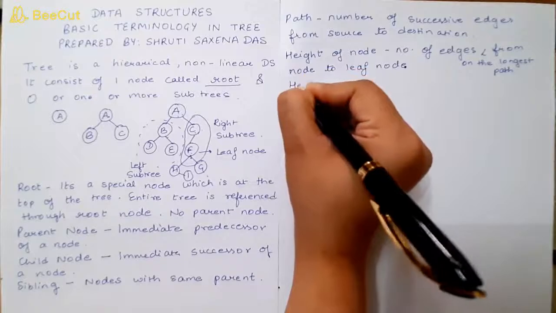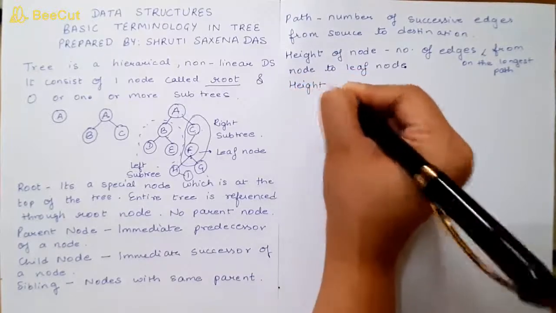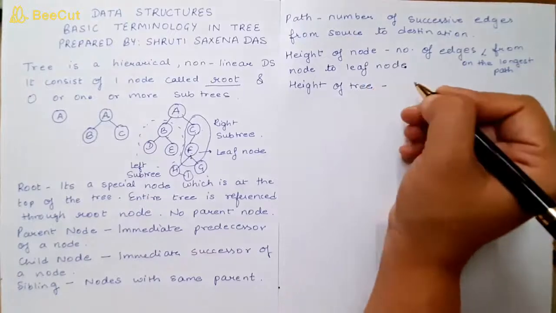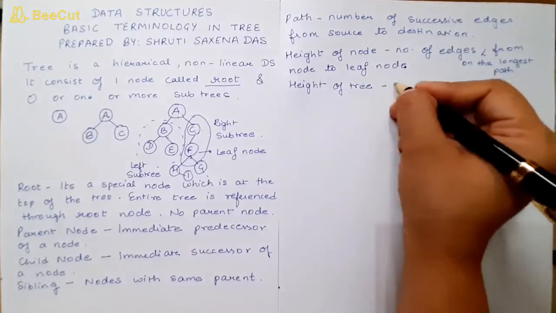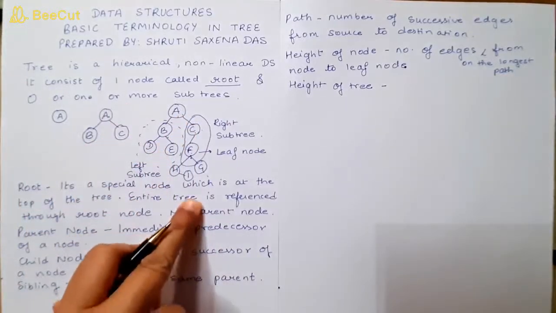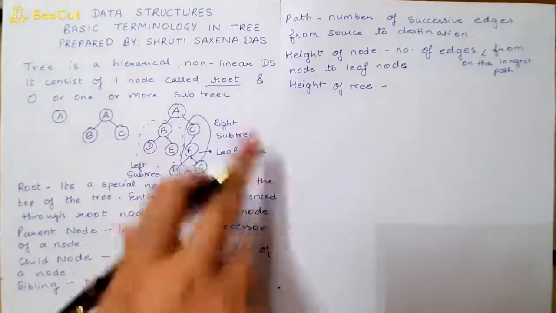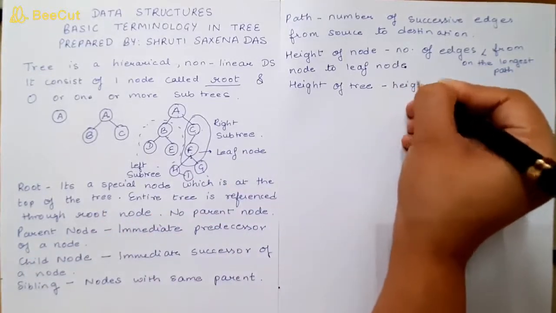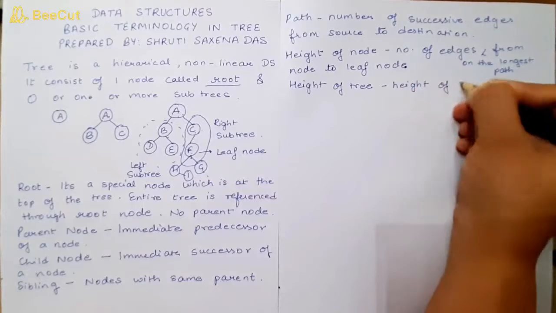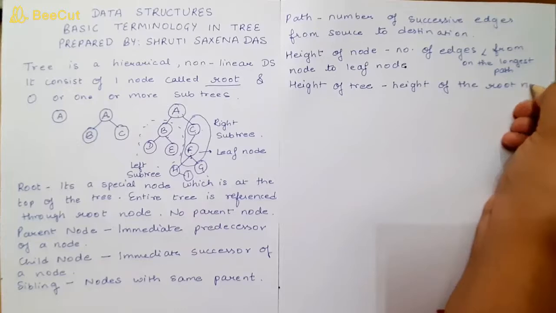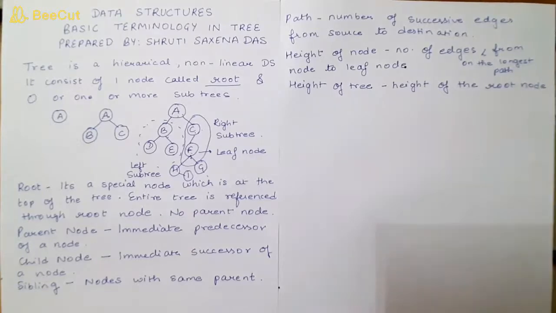Next is the height of a tree. Height of a tree means the height of the root node. So here in this case, the height of the root node is 4 now. So the height of this tree will be 4 only. The height of the root node is the height of a tree.